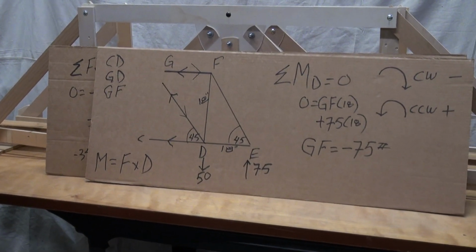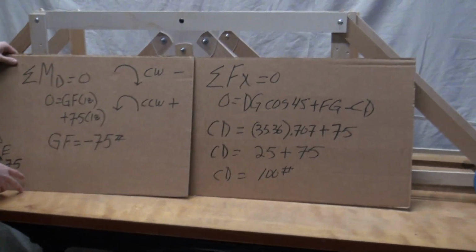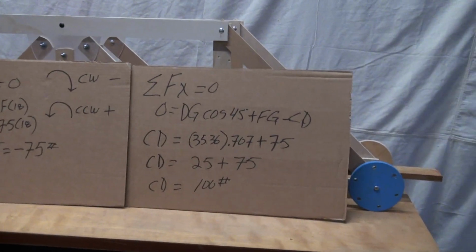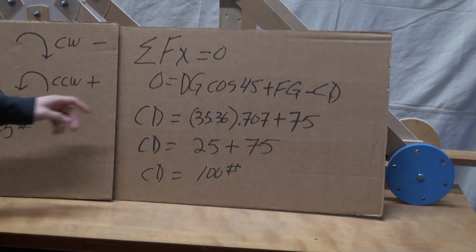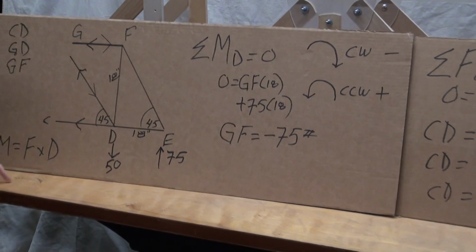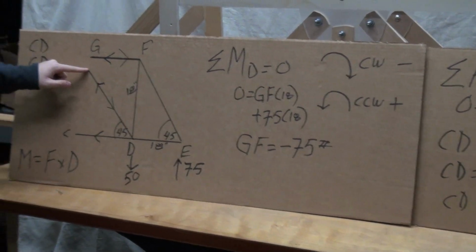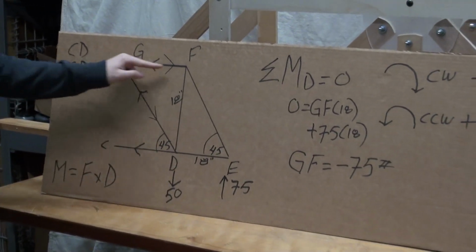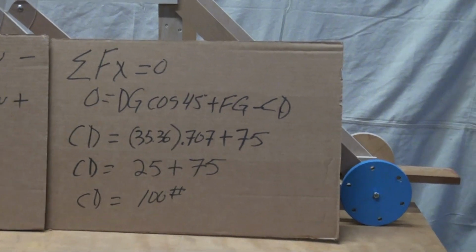CD. Yep. Okay, so get that off there. Now we look at the sum of the forces in the x direction. Very similar. Let's go back to the diagram. So what's in the x direction? We have CD, the horizontal component of GD, and GF. So we have three components.